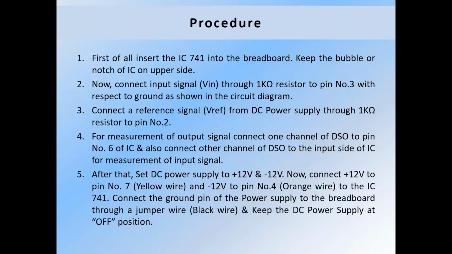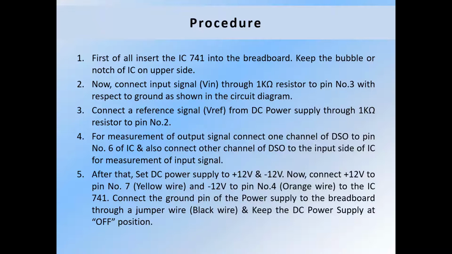Procedure: first of all, insert the IC741 into the breadboard. Keep the bubble or notch of the IC on the upper side so that we can easily identify the pins of this IC. Now connect the input signal through a 1 kilo ohm resistor to pin number 3 with respect to ground as shown in the circuit diagram. Connect a reference signal from the DC power supply through a 1 kilo ohm resistor to pin number 2.